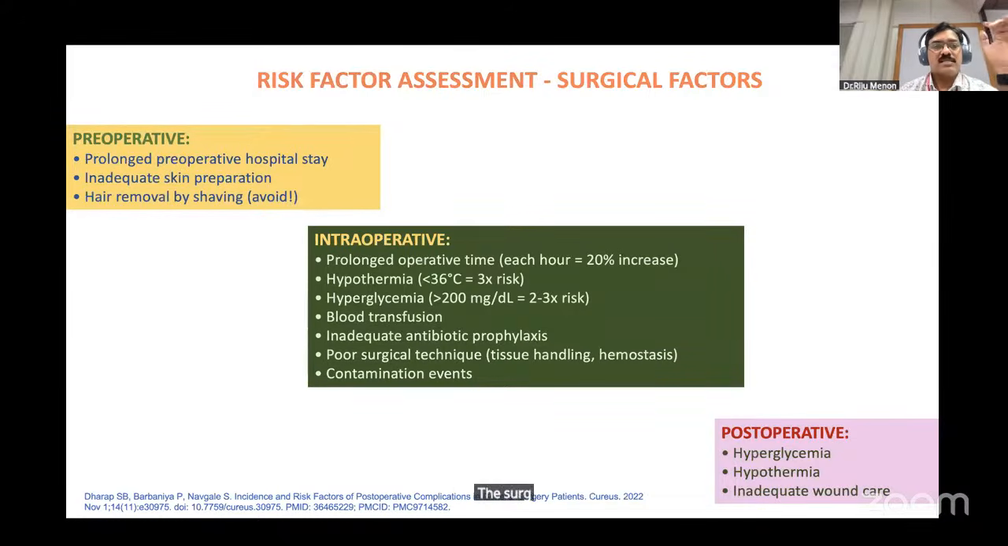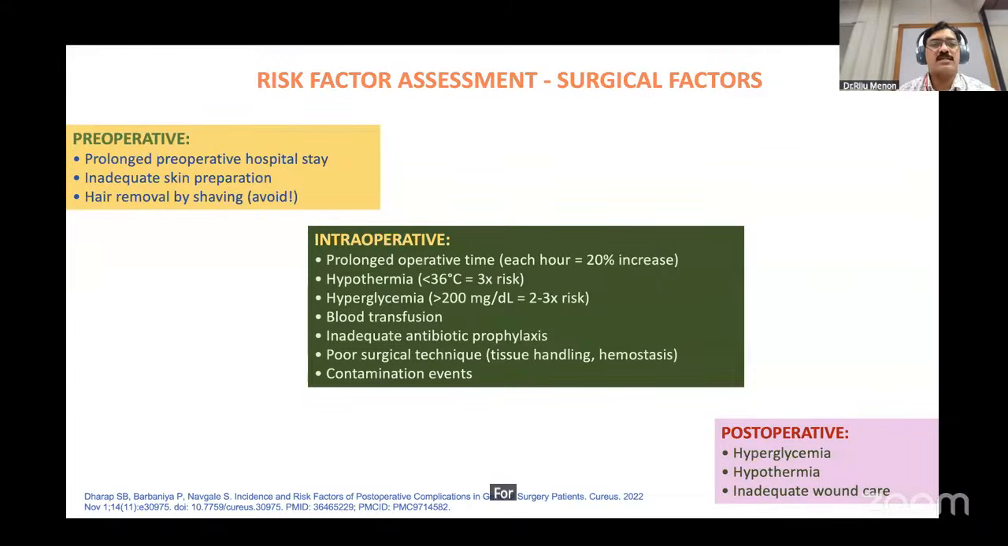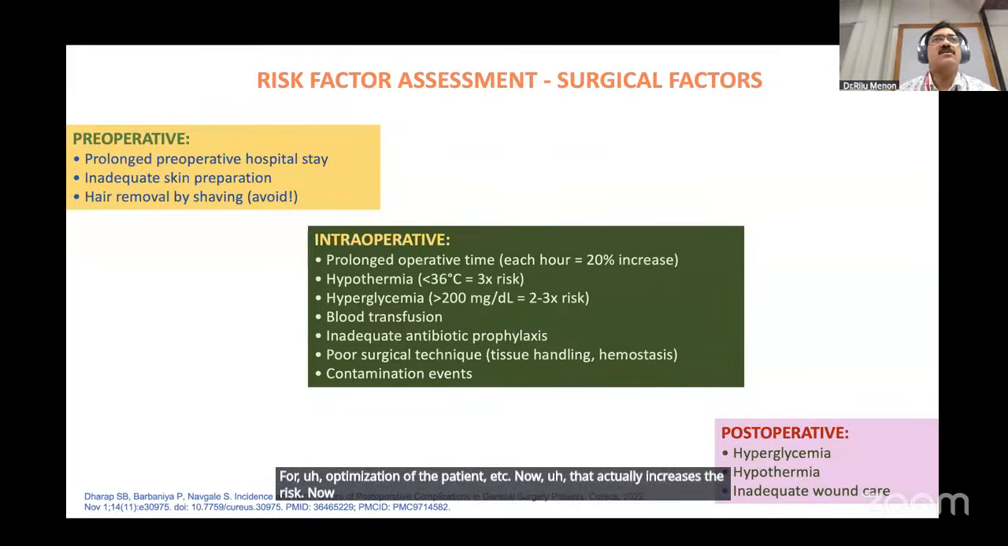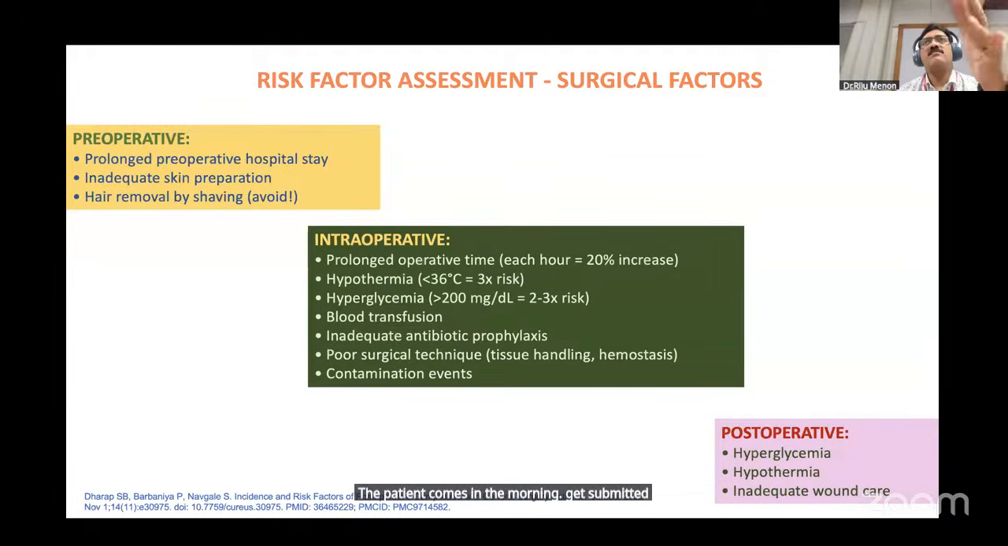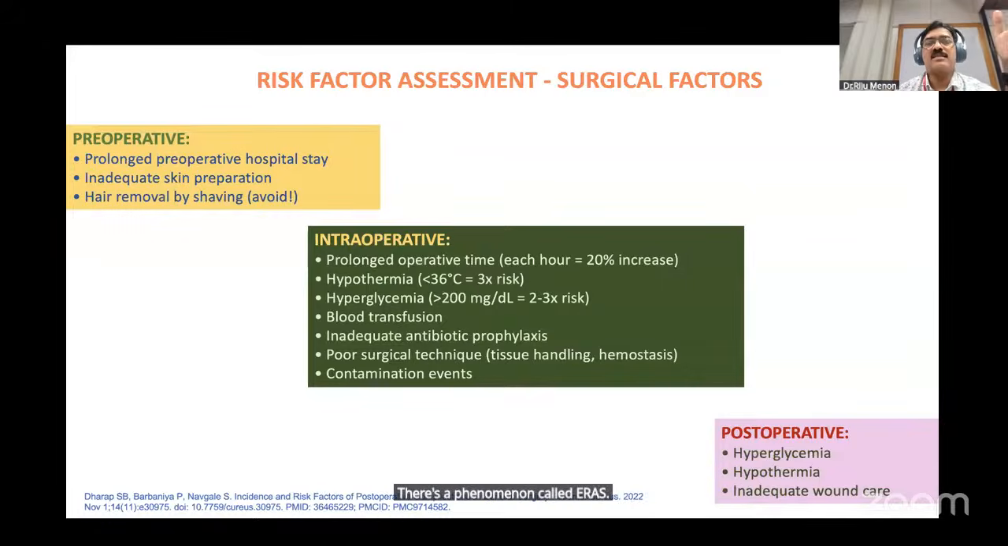The surgical factors for infection may be happening in the preoperative phase, during the surgery, or after the surgery. Preoperatively, it is the prolonged preoperative hospital stay. Earlier, many of the patients would be admitted in the hospital for a week before surgery for workup, for optimization of the patient, etc. Now, that actually increases the risk. Now the tendency is more for daycare surgery. The patient comes in the morning, gets admitted, operated, and by evening goes back. This is a phenomenon called ERAS, enhanced recovery after surgery. Now, this is coming up in a big way.